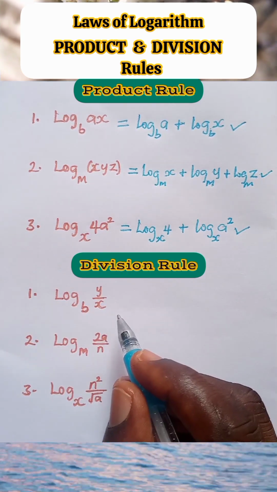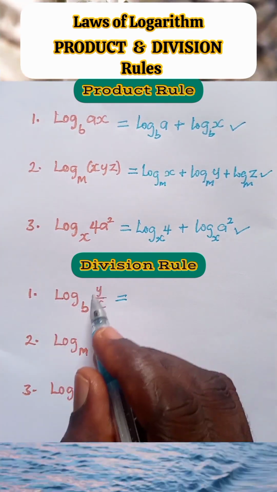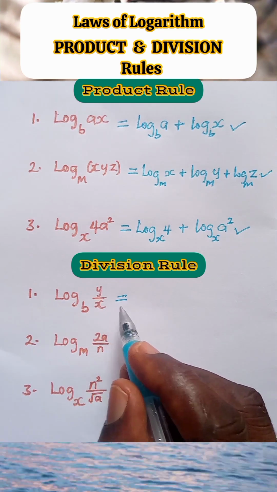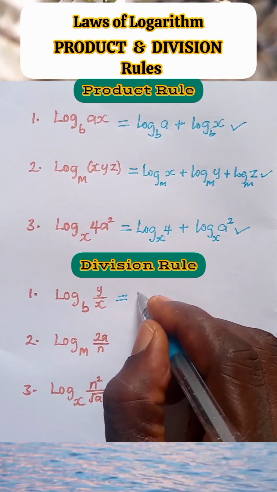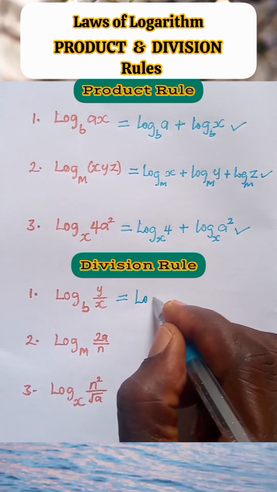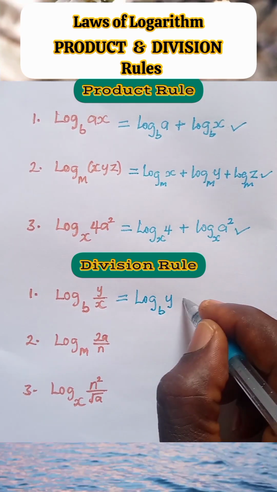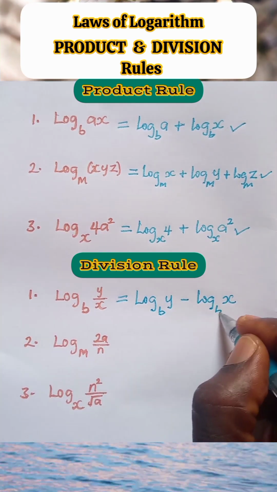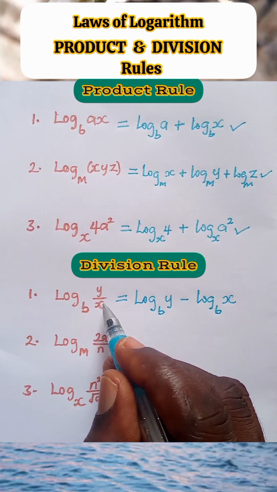Next, the division law of logarithm. The division law says if you have the logarithm of terms that are related by division, use negative sign or minus sign to separate the numbers so that each of them will have its own log. So we have log y divided by x to base b will be equal to log y to base b minus log x to base b. We use negative sign because the terms are related by division.